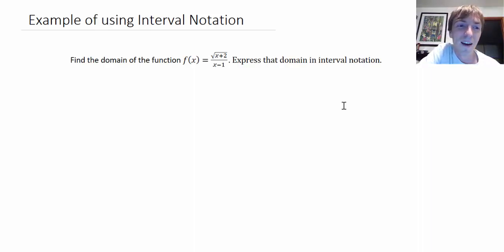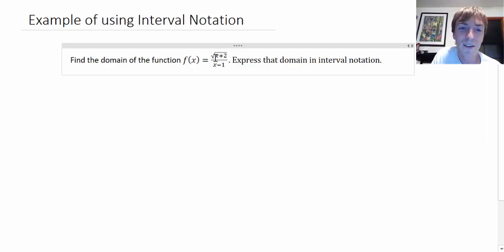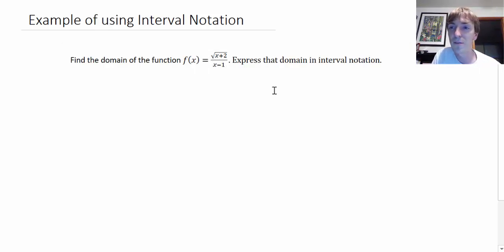All right, so let's find the domain of this function. This function is square root of x plus 2 over x minus 1. So I'm going to do something a little different here. I'm going to write this on the screen, so it's going to be big, and unfortunately the handwriting is not going to be too good, so bear with me a little bit. So this has a square root and it has a fraction. So we have to deal with these one at a time, as you might remember.